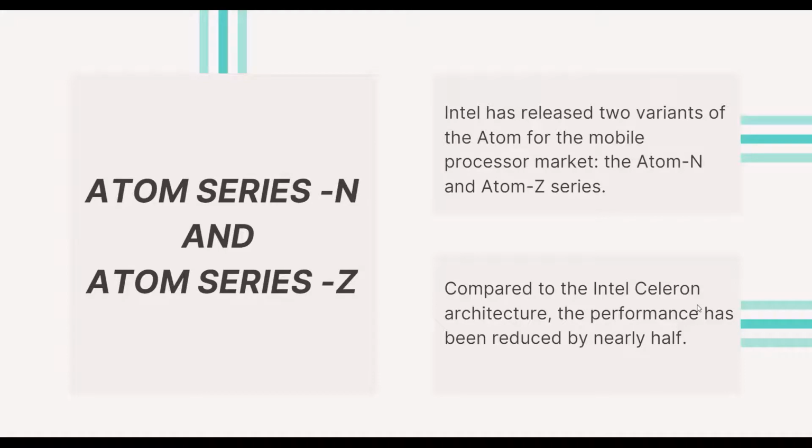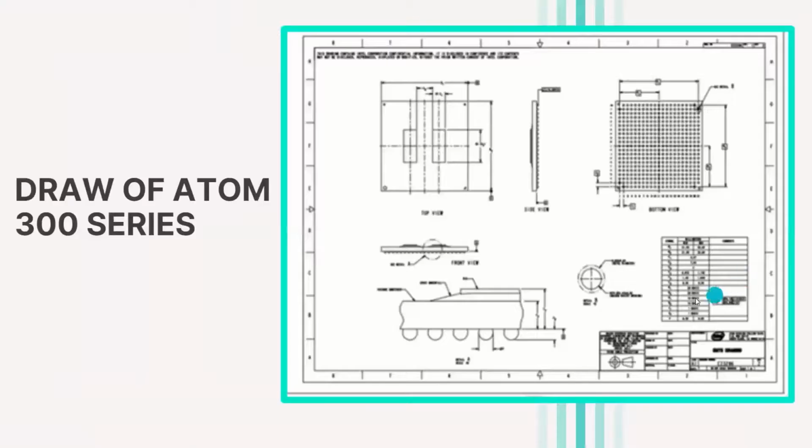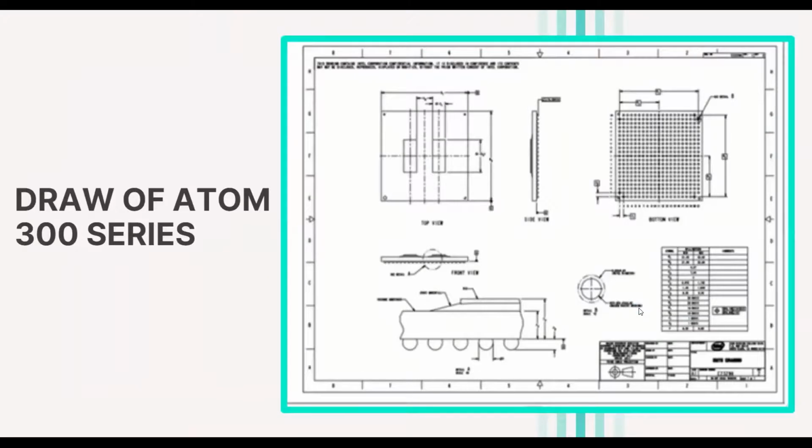And of course, all of the processors in the Atom series are clocked between 0.8 and 2.0 gigahertz and built with the 45nm technology. Okay, here we can see a draft of the 300 series of Intel Atom.